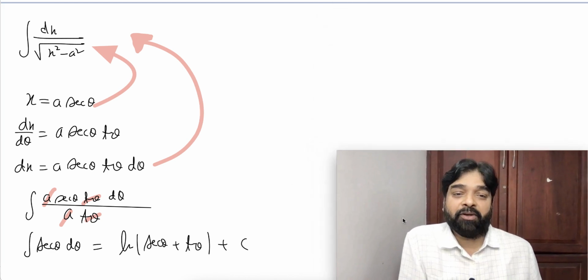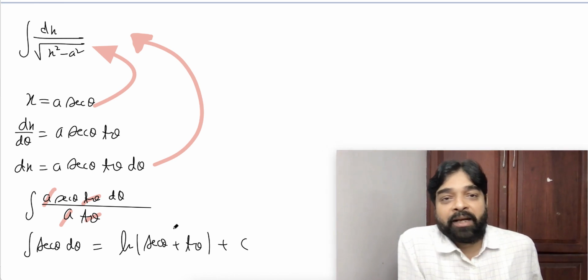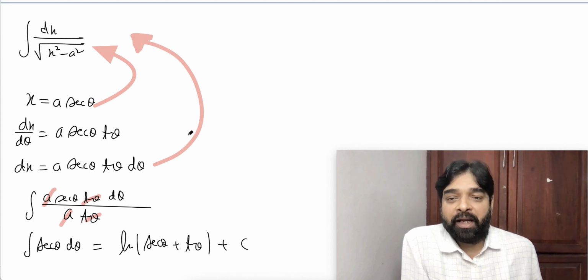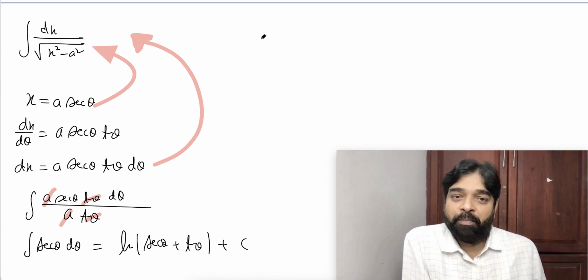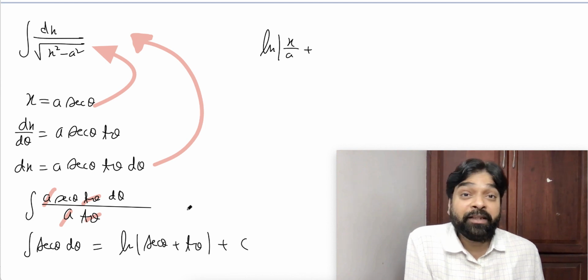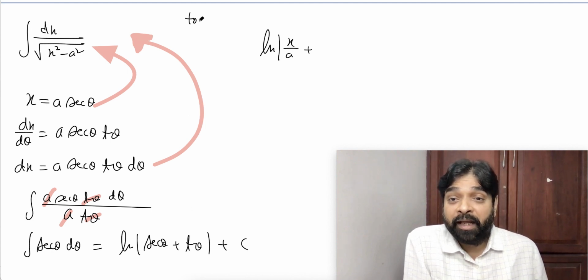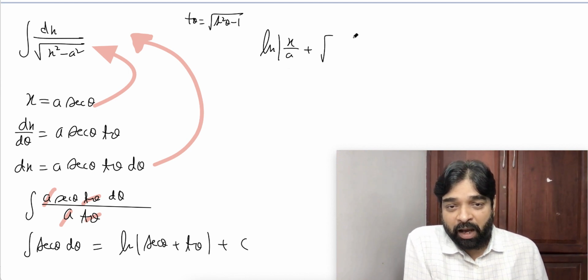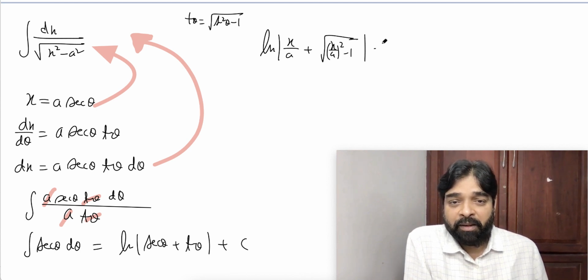But the story is still not over. Why? Because I cannot leave the answer in terms of theta. We have to convert it back. Now I can do it directly, I hope you can understand very easily. Ln mod secant theta value x by a plus tan theta value. Tan theta is nothing but root of secant square theta minus 1. Yes or no? So this will become root of x by a whole square minus 1, plus c.